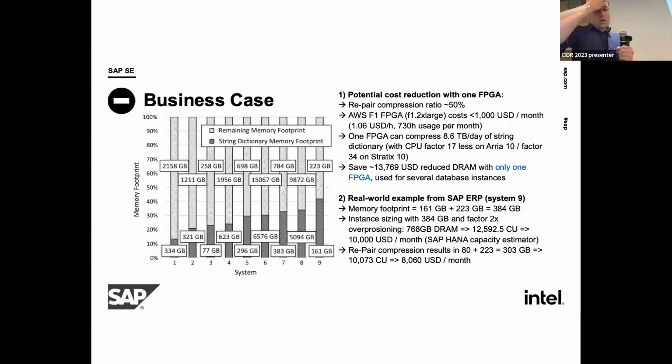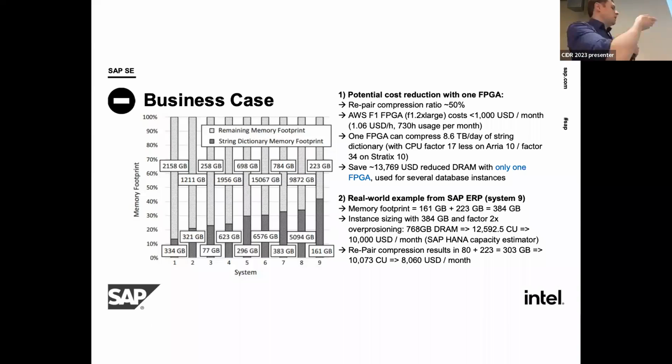Now, the second example, coming back to the motivating example in the beginning with the string dictionaries: when you look at system 9, you basically have two parts. You have the string dictionaries with the dark gray and the light gray with the overall memory footprint. And of course, we only compress the string dictionaries. So you see the calculation at the bottom. We apply, let's say, a magic factor of over-provisioning by 2, and then we can put this into any kind of calculator that is around, and come to some magic capacity units that we would need, and some kind of magic cost that we would have.